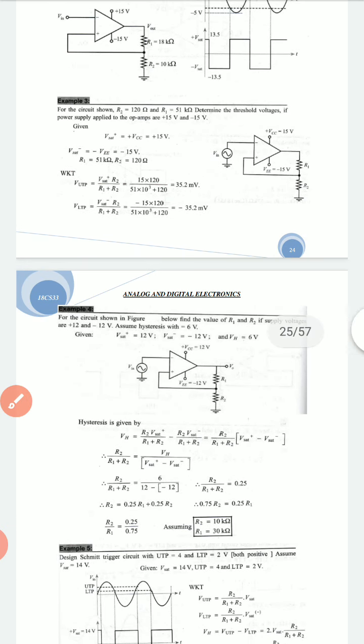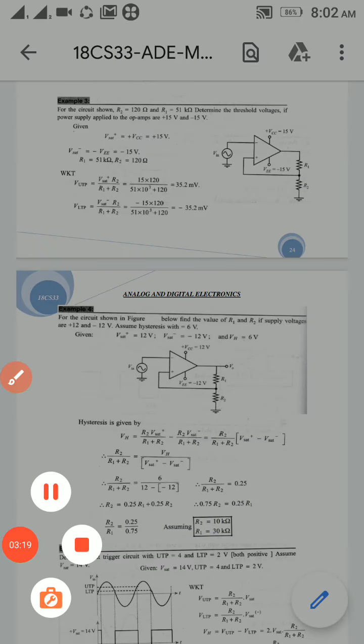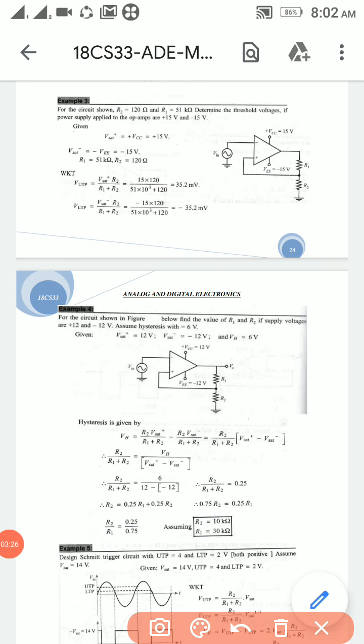Coming to the next problem. For the circuit shown, R2 is equal to 120 ohm and R1 is equal to 51 kilo ohm. Determine the threshold voltages if the power supply applied to the operational amplifier is plus 15 volts and minus 15 volts. These are the given things. So plus VSAT is equal to plus 15 volts and minus VSAT is equal to minus 15 volts, and the resistor values are R1 equal to 51 kilo ohm and R2 equal to 120 ohm.